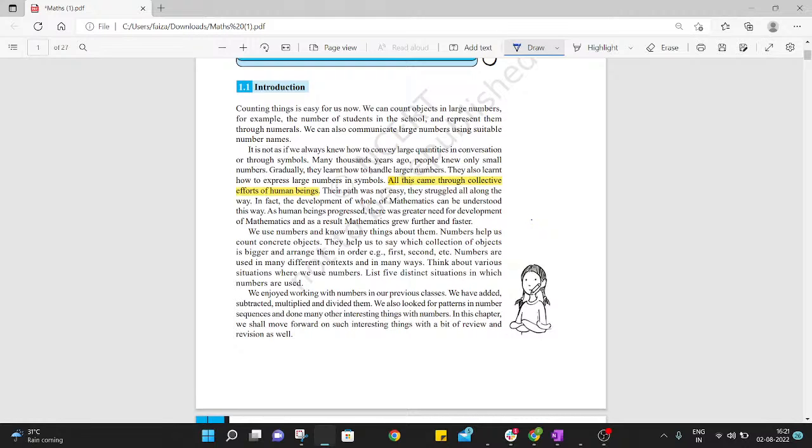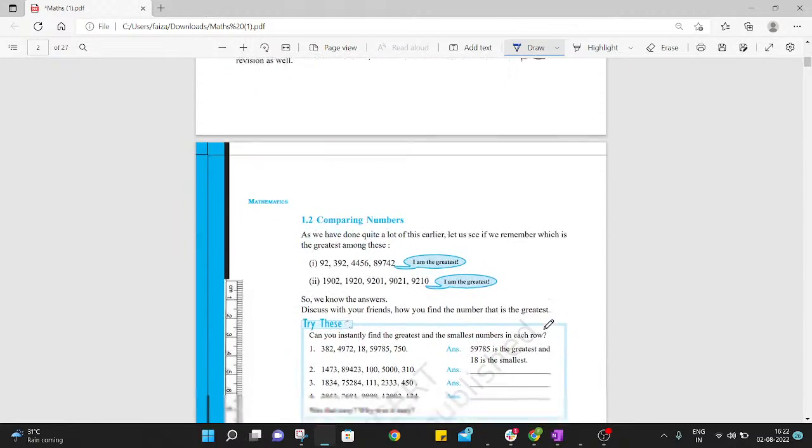So can you just comment down some situations where we use numbers to count things, like how many students are there in your class, how many goals you have scored in a football match, how many runs you have scored in a cricket match, how many wickets you have taken. There are billions of things that you can give as an example. These are just a few things that I have told you. So let's move forward and see what we have.